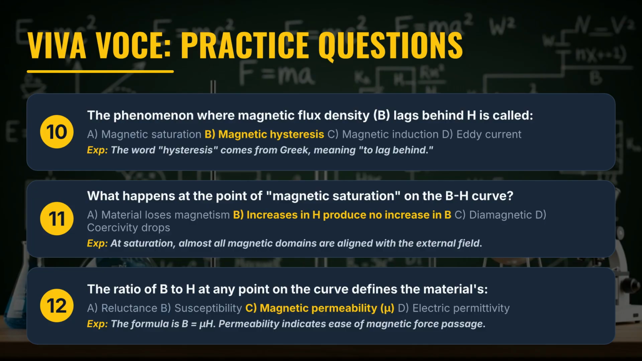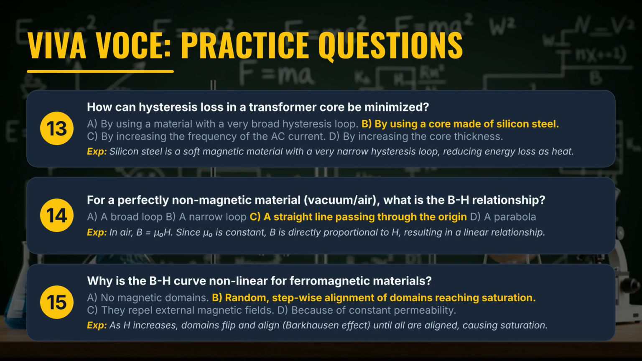The ratio of B to H defines the material's magnetic permeability, which indicates the ease of magnetic force passage. To minimize hysteresis loss in a transformer core, use silicon steel, a soft magnetic material with a very narrow loop. For non-magnetic materials, the BH relationship is a straight line passing through the origin. The curve is non-linear for ferromagnetic materials due to the random stepwise alignment of magnetic domains.